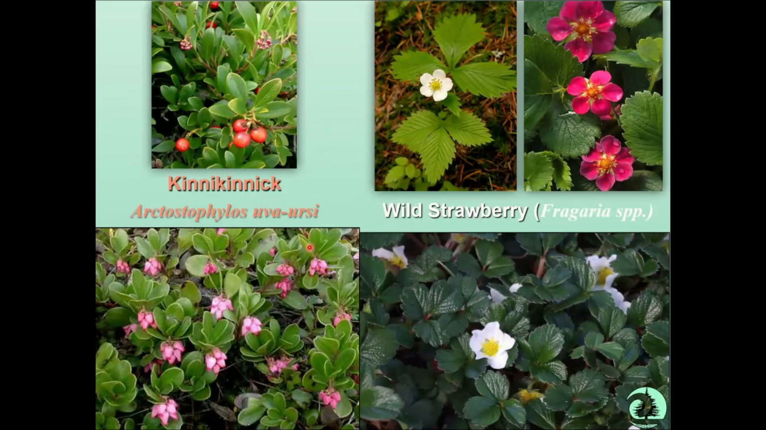Kinnikinnick, Arctostaphylos uva-ursi, and then wild strawberry are also really great ground covers. Fragaria species, there are several species of strawberries that you can choose from. These both can handle full sun. Kinnikinnick can definitely handle full sun. It gets this nice red berry here, very mealy. And also the strawberry can handle full sun. There are varieties, so you need to look it up, because there are varieties that can handle full sun and also full shade as well.